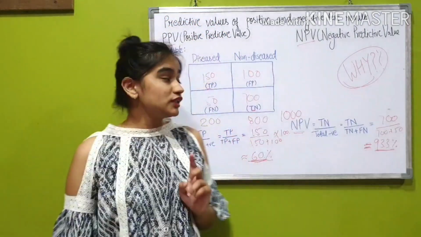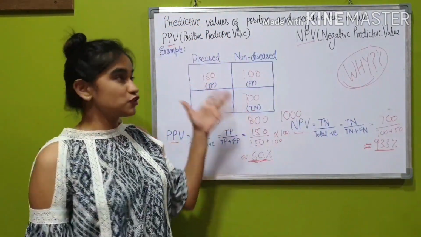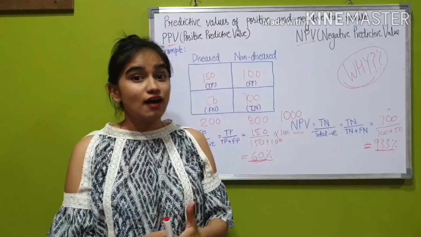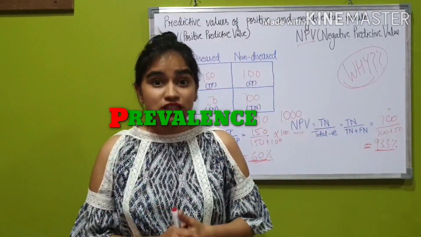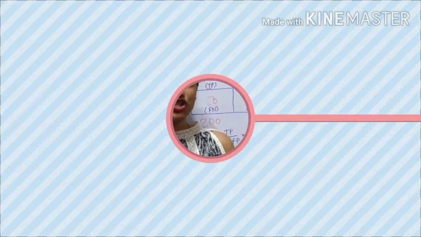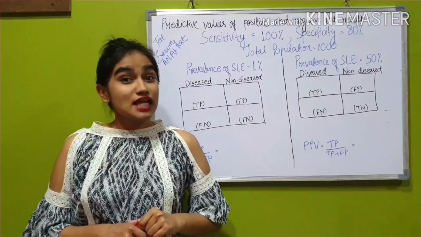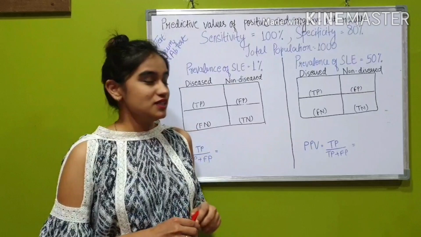Because there's one more important thing to note over here, that predictive values of positive and negative test results are a factor of prevalence. That means these change with change in prevalence. Let's try to prove this. So let's solve a question to better understand this.